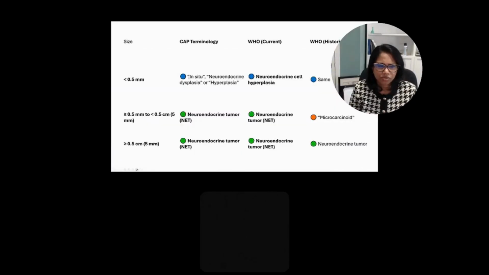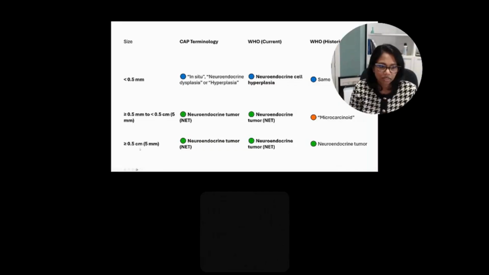In terms of the terminology, if it's less than 0.5 millimeters, half a millimeter, it should be termed hyperplasia. However, if it's greater than 0.5 millimeters, then it should be classified as a neuroendocrine tumor. Previously, the WHO used to classify it as a microcarcinoid, but that is a historical term that is somewhat redundant and antiquated at present. So please refrain from using that term. They're all to be classified as neuroendocrine tumors.